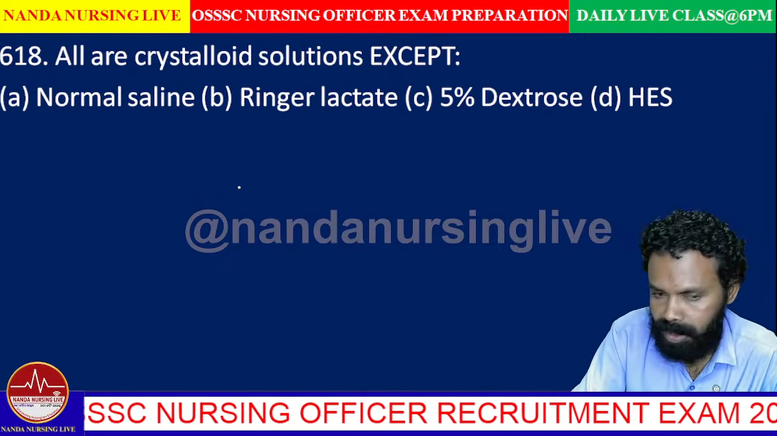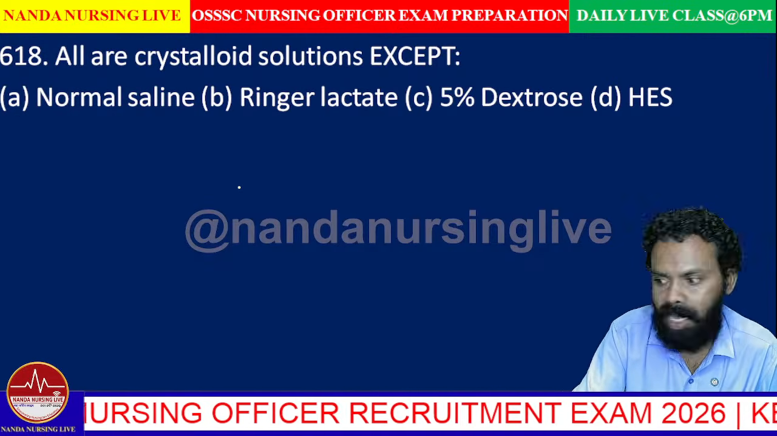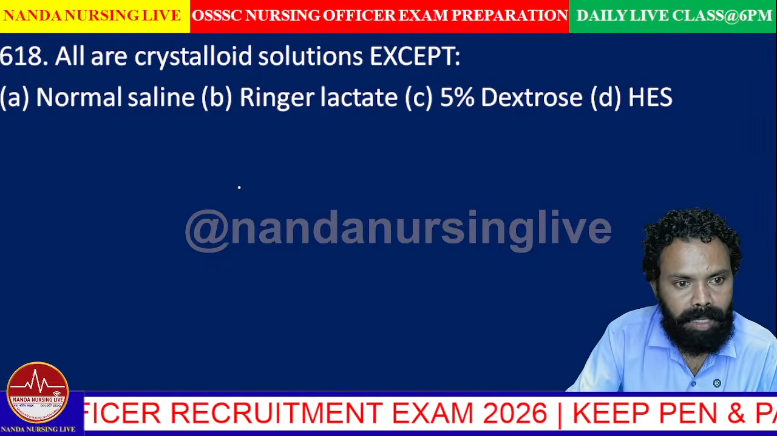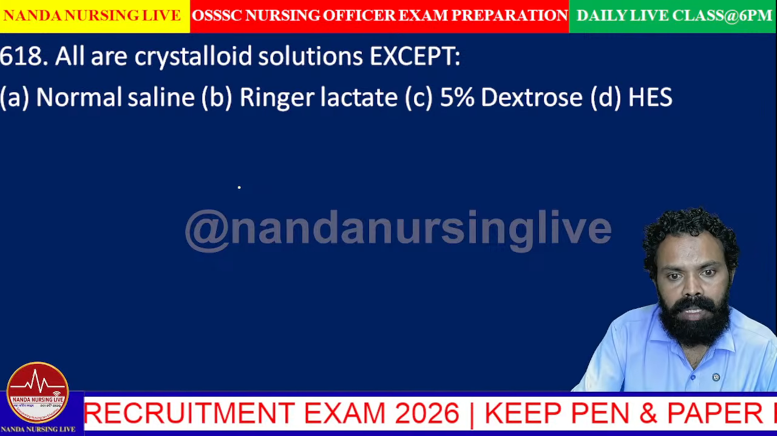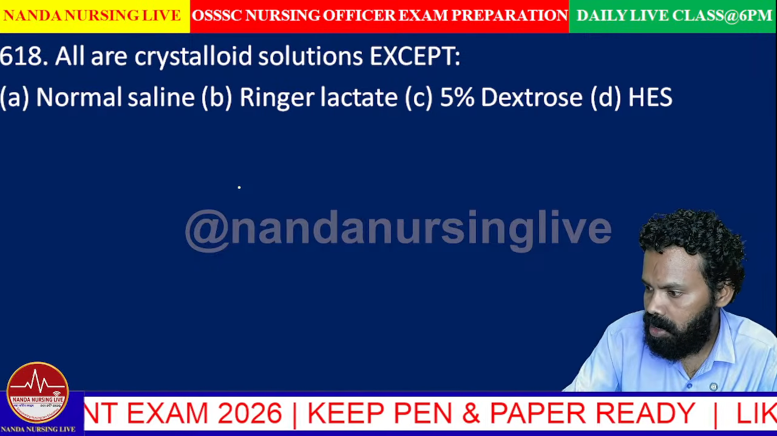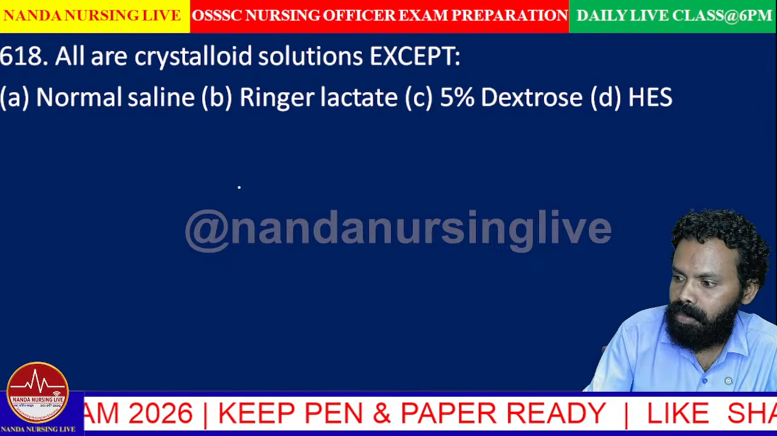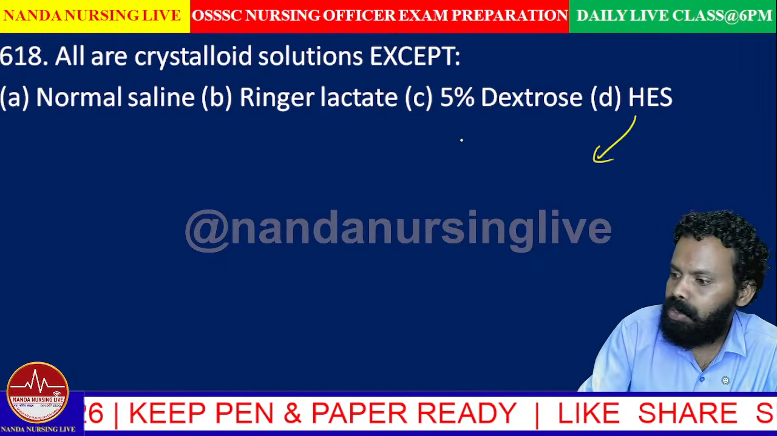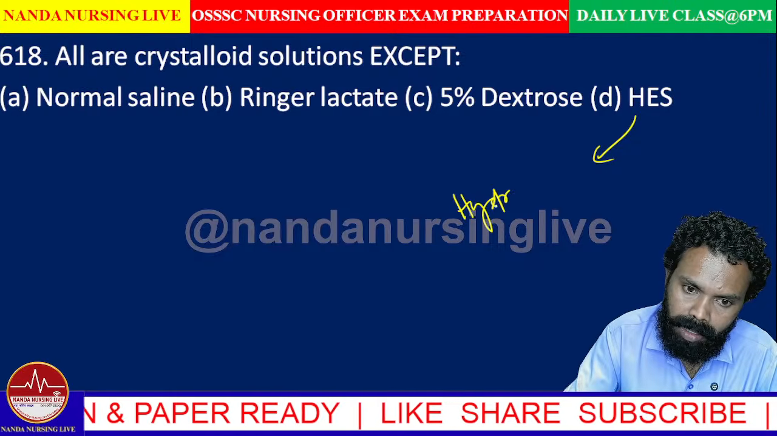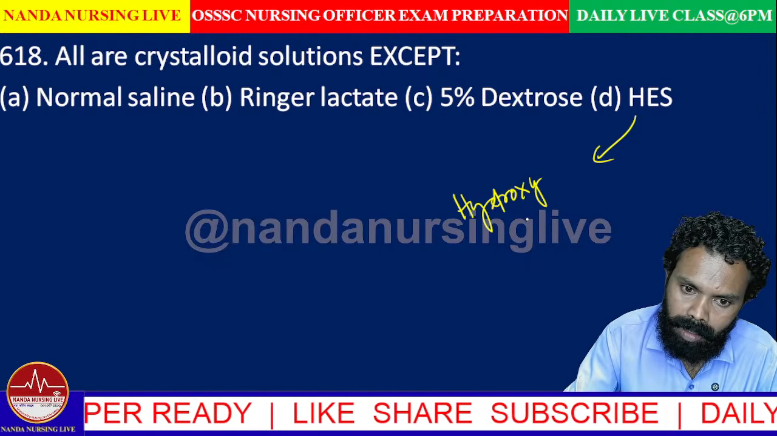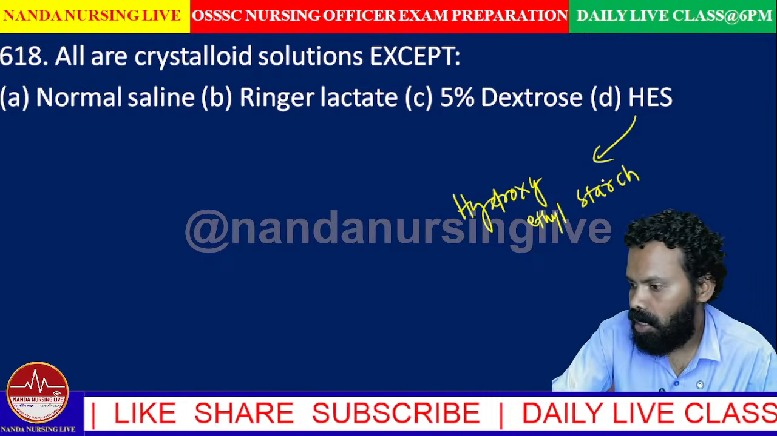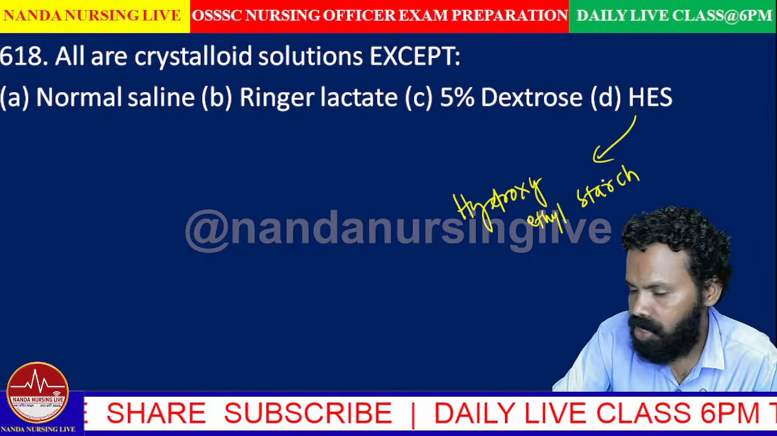Next question, question number 618. All are crystalloid solutions except: option A normal saline, option B Ringer lactate, option C 5% dextrose, option D HES. So which option is the correct answer? HES is hydroxyethyl starch, hydroxyethyl starch, right? HES, hydroxyethyl starch.